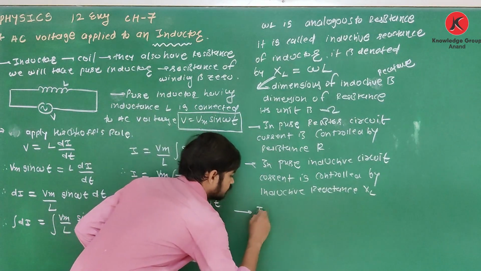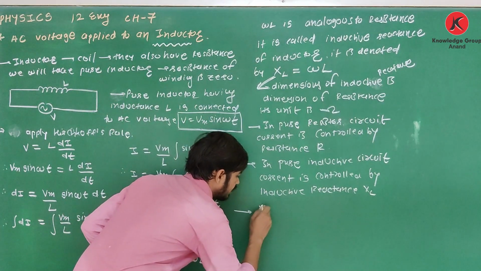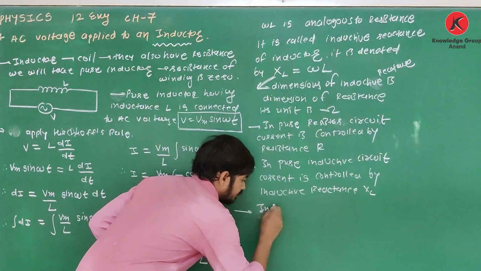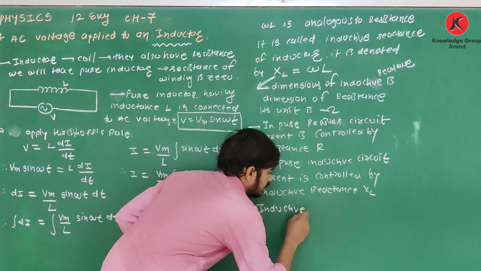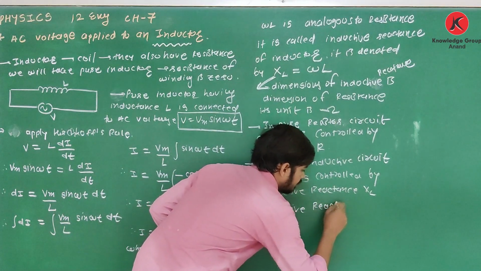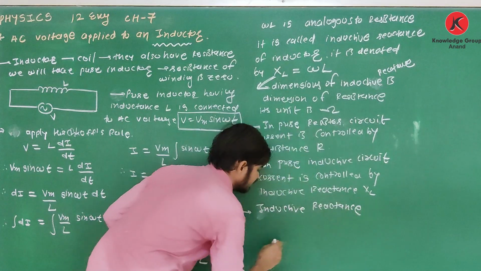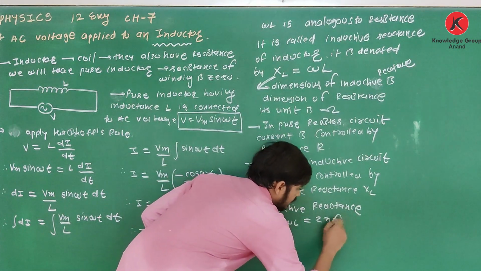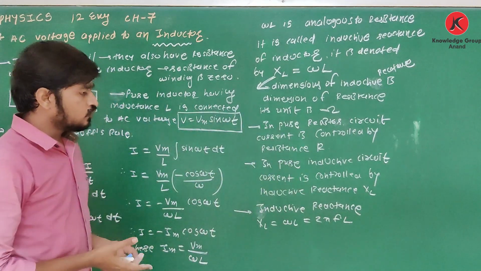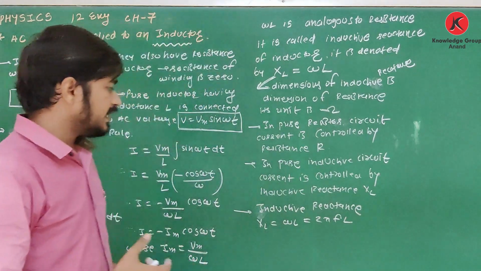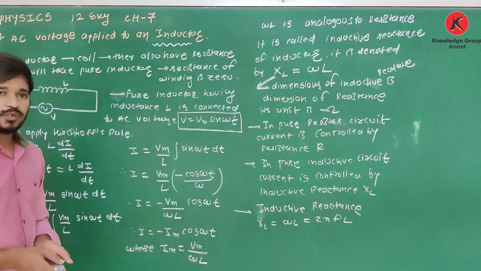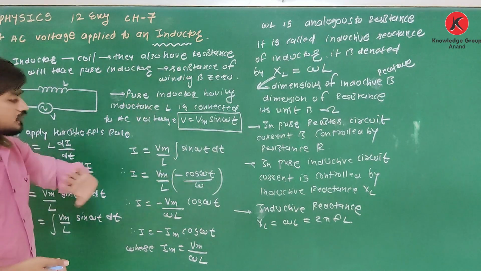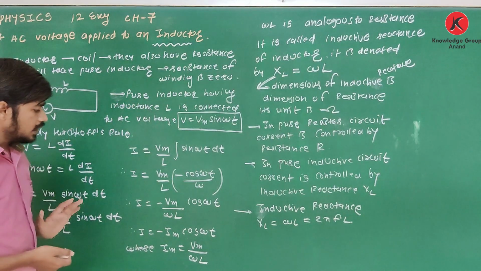And yes, this XL is equal to omega L. I can also write inductive reactance XL is equal to omega L, means it is 2 pi F L, where 2 pi is constant, F is frequency, and L is inductance. Clear about this? So yes, it is one additional part.